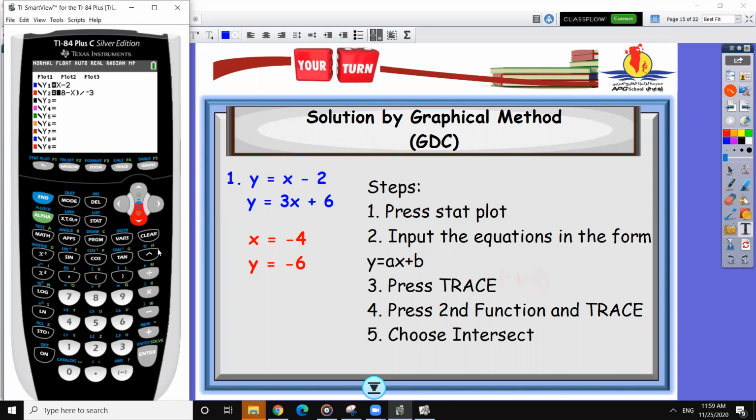So I will just delete this one, or if not, you will clear. Click clear, and then everything will be cleared out. So we have in here the second equation, which is 3x plus 6. After we input the two equations, we are now going to trace. We're going to graph now.